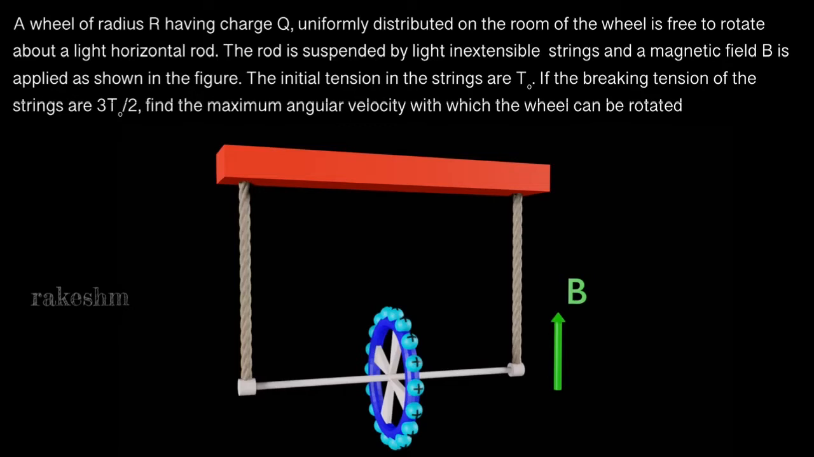Let us look at this question from JEE Advanced 2004. This question is from the Magnetics chapter. So let's first analyze the question. He's saying that there is a wheel of radius r having a charge q.